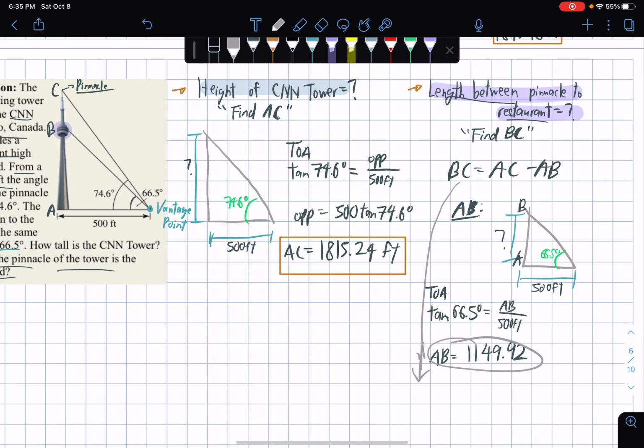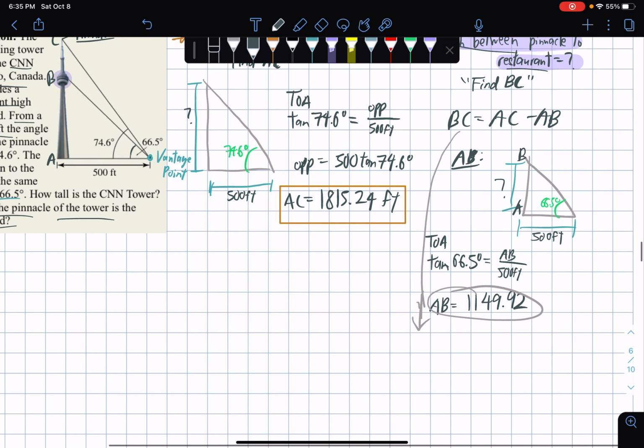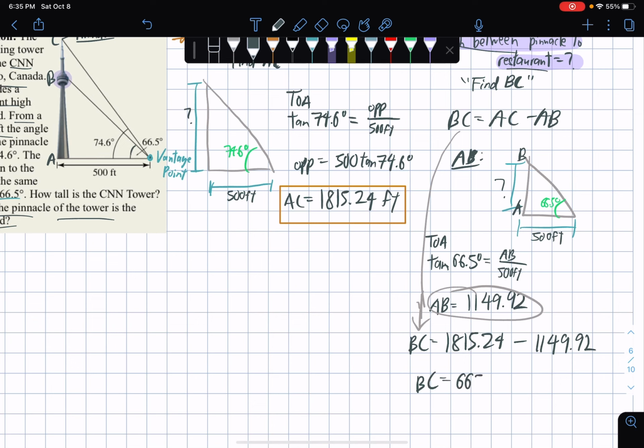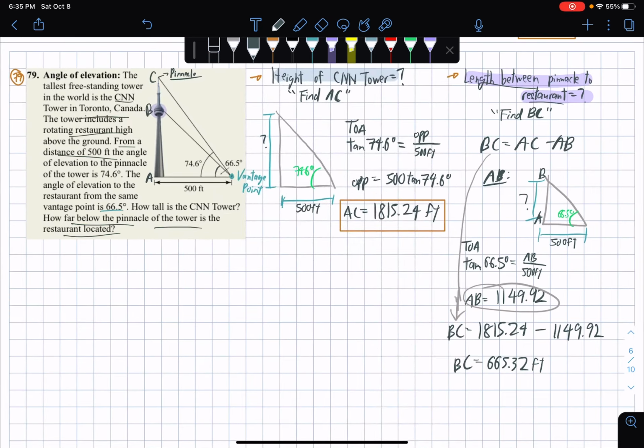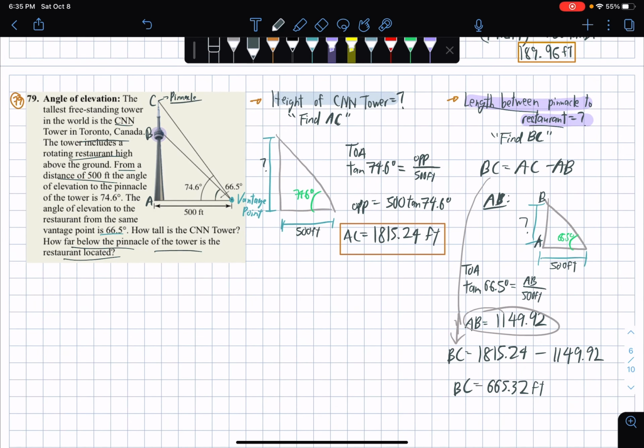So we'll use that value. I suppose we could now subtract. So BC is equal to 1815.24 minus 1149.92. Okay, so BC then is equal to 665.32 feet. So yeah, that's it.